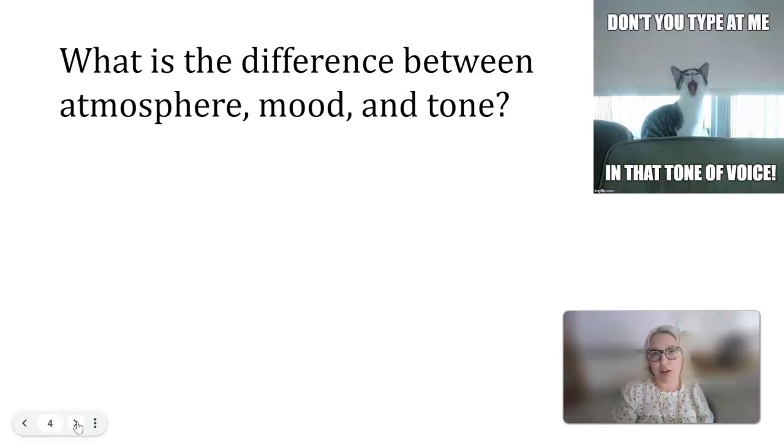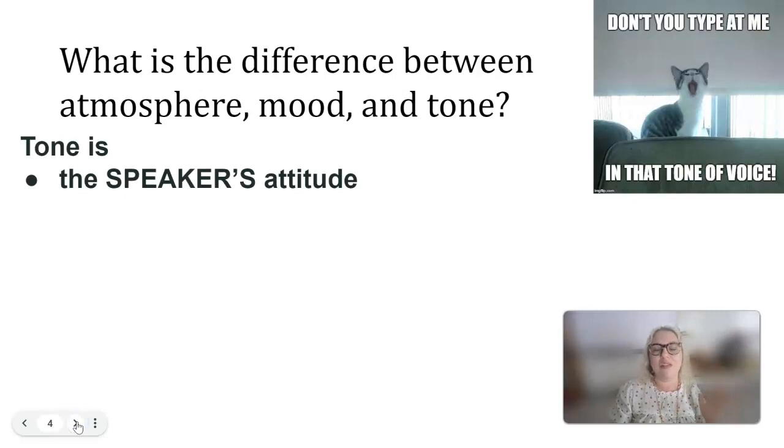Atmosphere and mood are very similar. Mood and tone are very different. All right? So let's talk tone. What is it? It is the speaker's attitude. It's how the person talking feels, either about the subject matter they're talking about, or the person they're talking to, whatever they are feeling.